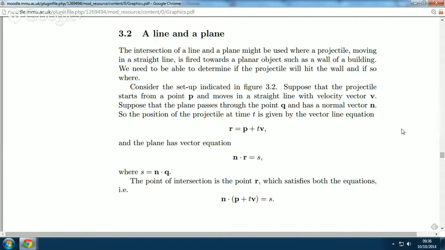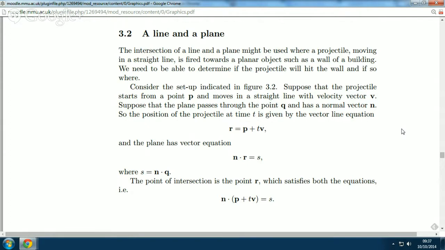The plane has the vector equation, where r here stands for any generic position vector of a point on the plane. Remember, from the previous chapter, that the vector equation of a plane is the dot product between the normal vector n and the generic point r equal to some fixed scalar s. And that fixed scalar is exactly the dot product of n with our known fixed reference point Q on the plane.